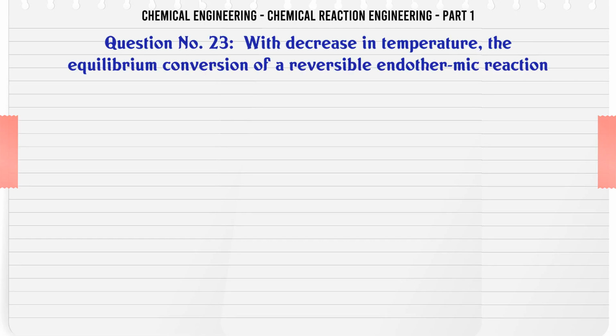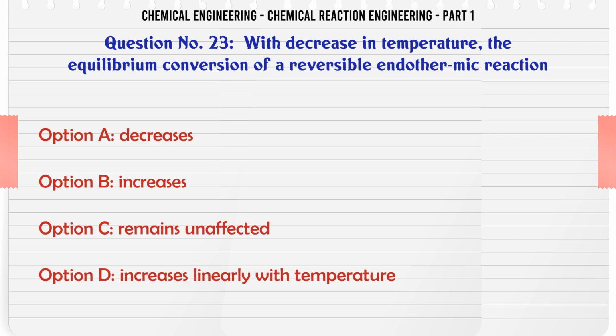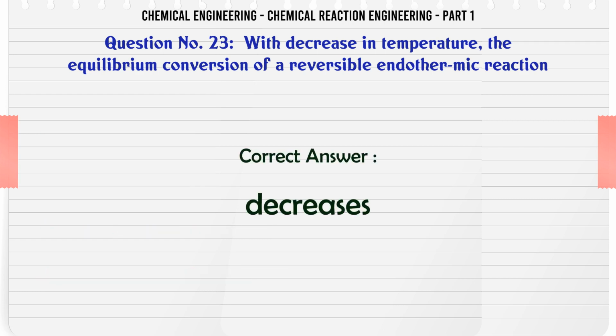With decrease in temperature, the equilibrium conversion of a reversible endothermic reaction. A. decreases, B. increases, C. remains unaffected, D. increases linearly with temperature. The correct answer is decreases.